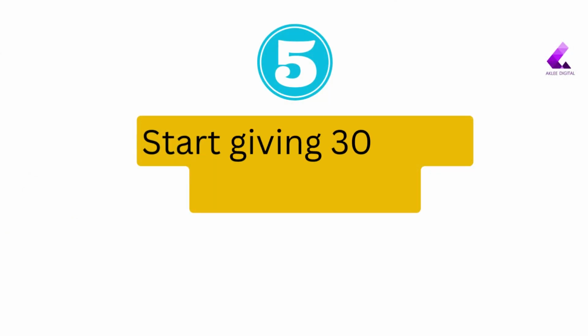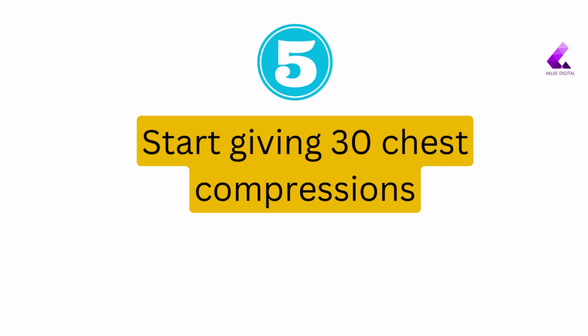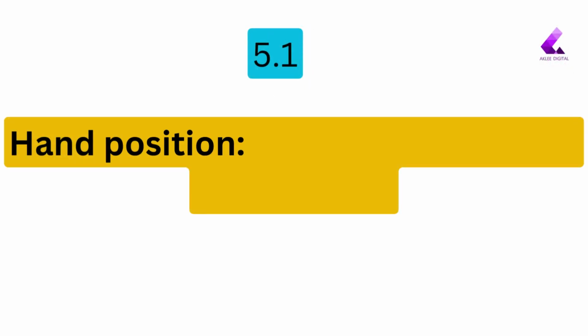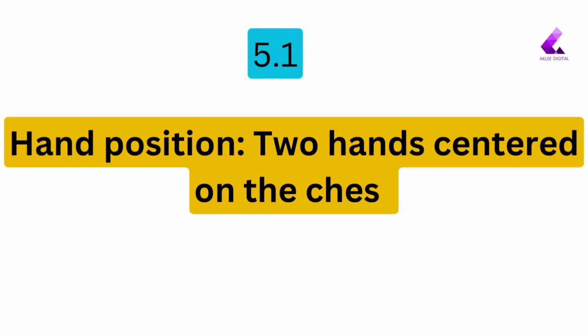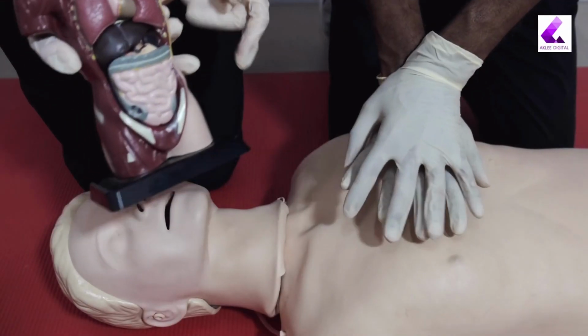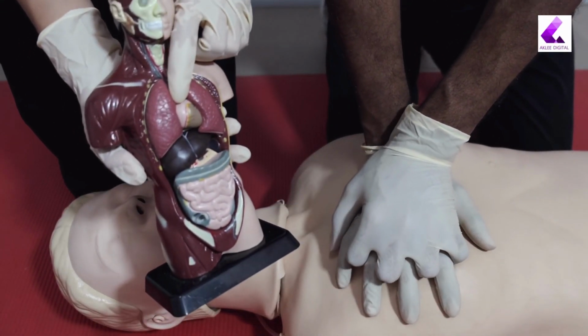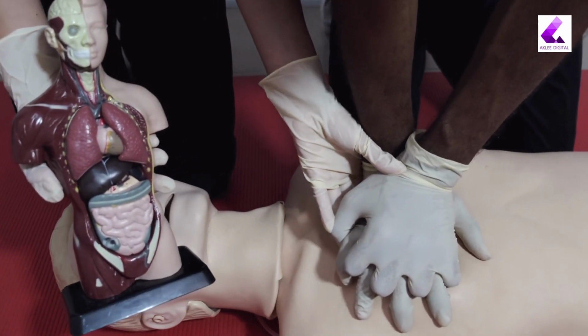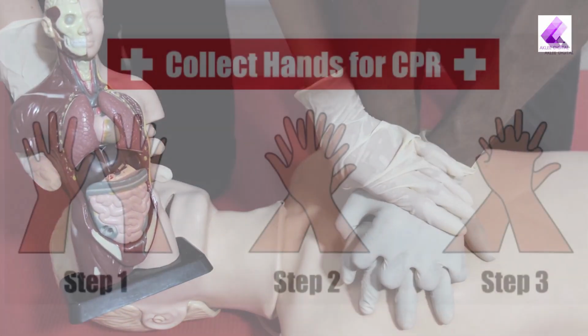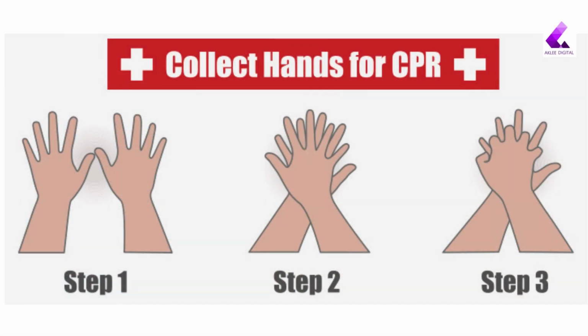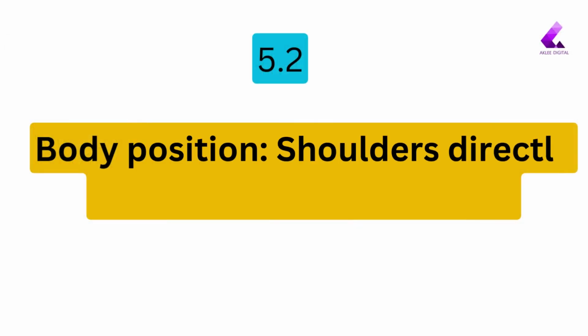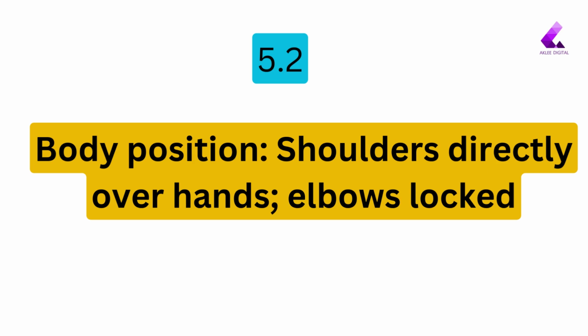Start giving 30 chest compressions. 2 hands should be centered on the chest. Body position, shoulders directly over hands, elbows locked.